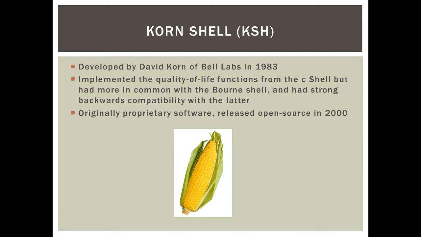After that came the Korn shell, or KSH, which was developed by David Korn of Bell Labs in 1983. It implemented the quality of life functions from the C shell, but had more in common with the Bourne shell, and had strong backwards compatibility with the latter. It was originally proprietary software, and stayed that way for a long time.